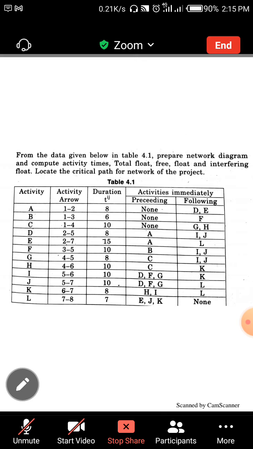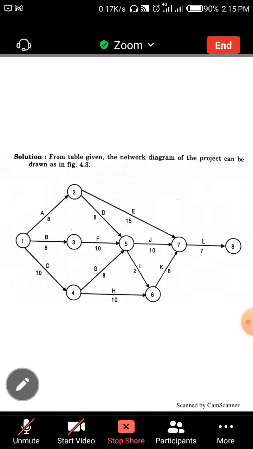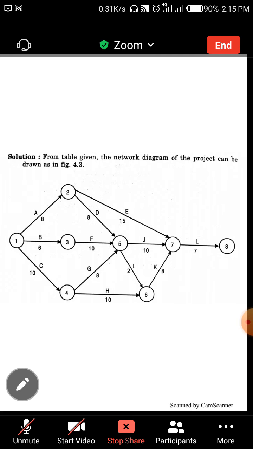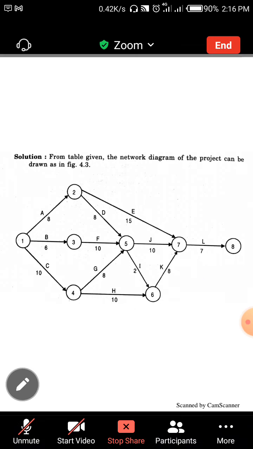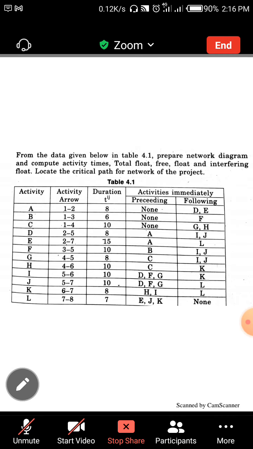Clear? Now the duration is given for each and every activity. For activity A, a duration of 8 is given. For activity B the duration is 6. For activity C the duration is 10. Similarly, all the activity durations are given. We got these times from the table, which is already given in the example.